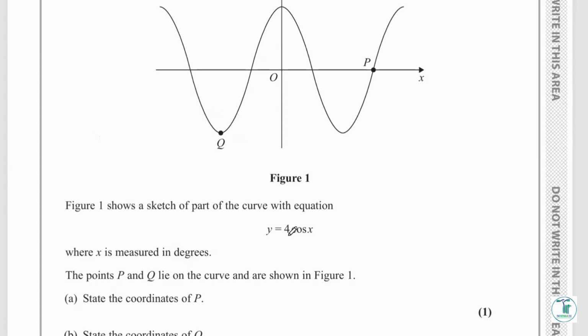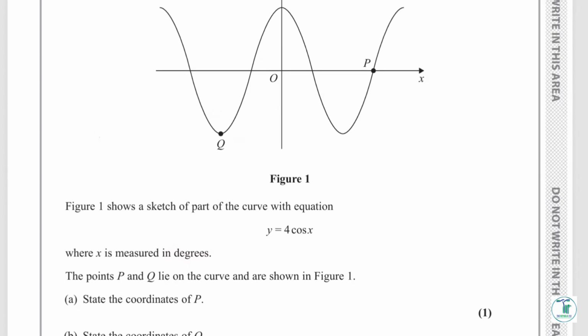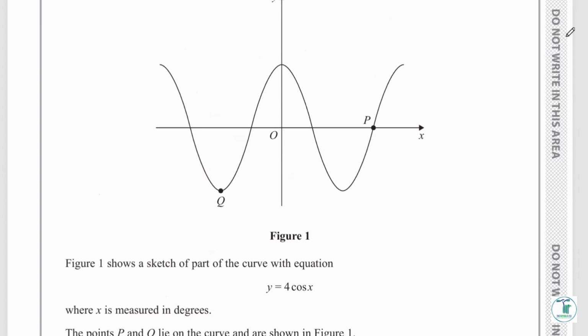So if this is y equals 4 cos x, the maximum value of the y-intercept that we can have is going to be 4, and the value over here has to be negative 4, because cos x ranges from negative 1 to 1, right? So 4 times 1 is going to be 4, and 4 times negative 1 is going to be negative 4.